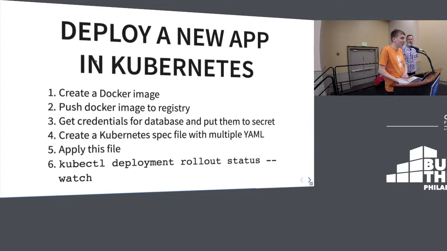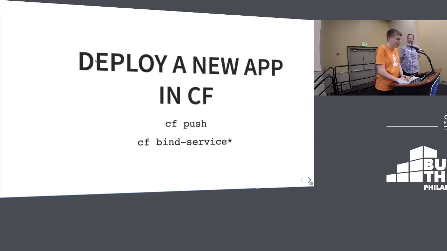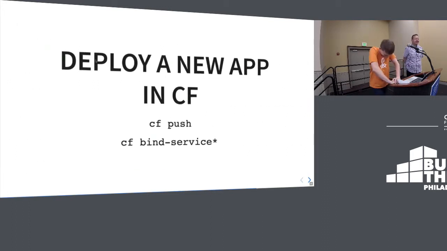And let's see the Cloud Foundry workflow. I think it might have more steps, I hope. Yeah, that's all. You guessed it, right? That's all you need to do when you deploy a new application. It's again CF push. And if you're using services, you only need to do bind-service once, so the application knows about the service instance and keeps the configuration for future pushes.